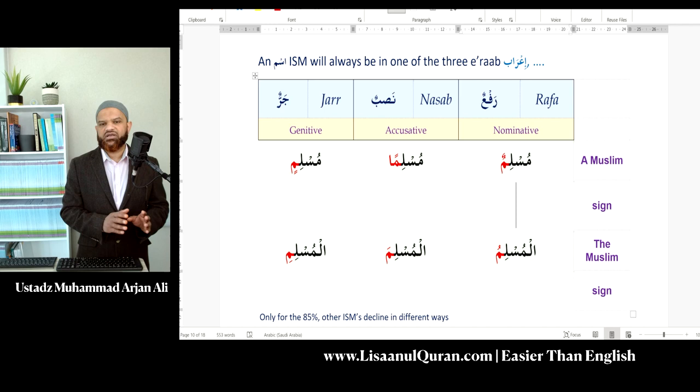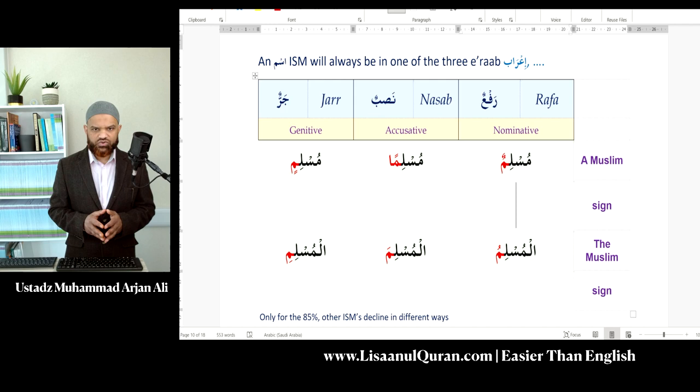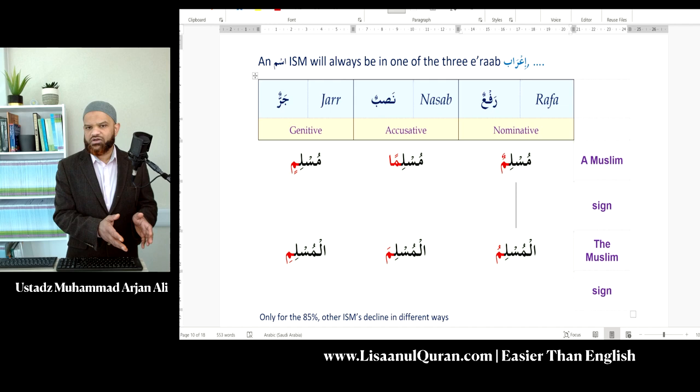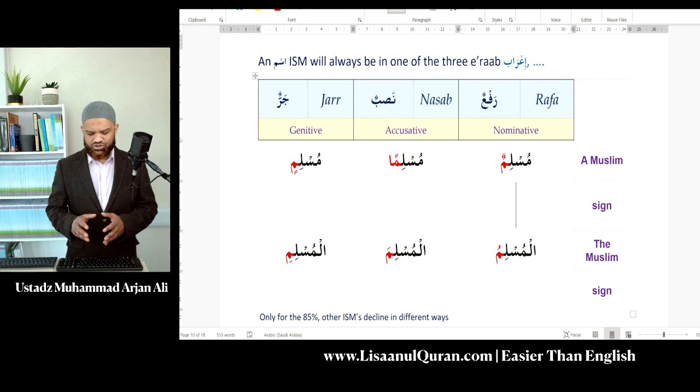Now, in the grammar books, you will find terms used to translate these, for example, nominative for Rafa, accusative for Nasab, and genitive for Jar. My humble opinion: don't even go there, because these terms really are very confusing for English-speaking students. I never came across these terms in my entire life. I went to school in an English-speaking environment. I went to college, I went to university in an English-speaking environment. And all my life, I worked in a professional ground where I had to write reports and so on and so forth. Never in my life did I have to worry about these terms, nominative, accusative, and so on.